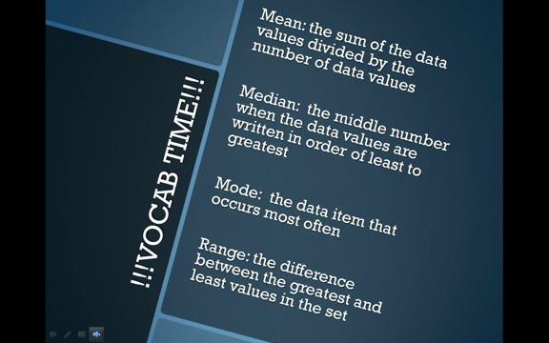Finally, we have the range. The range is the difference between the greatest and least values in the set. So it's the greatest minus the least. That gives me the range.